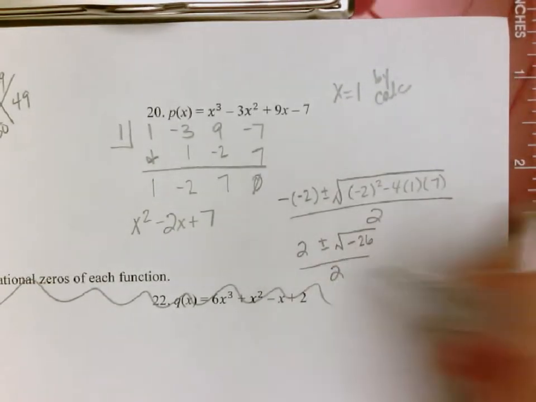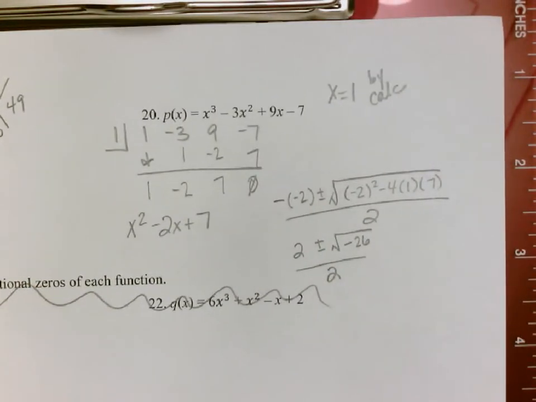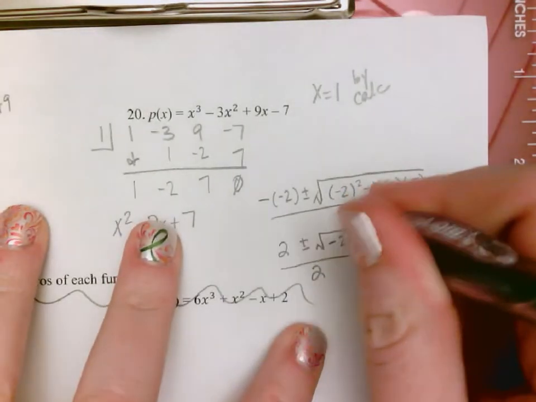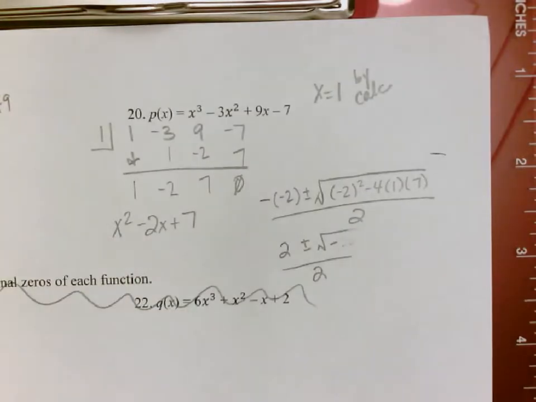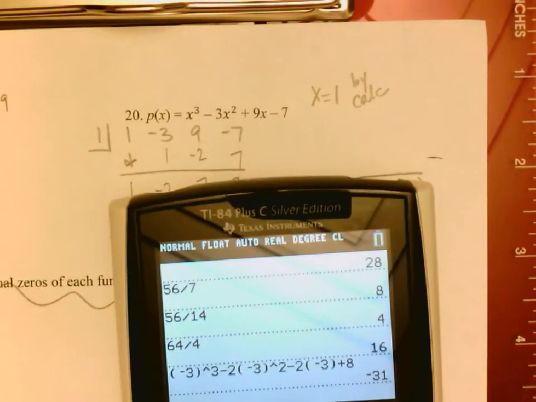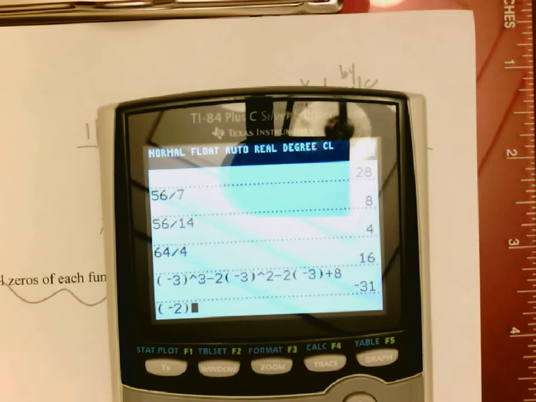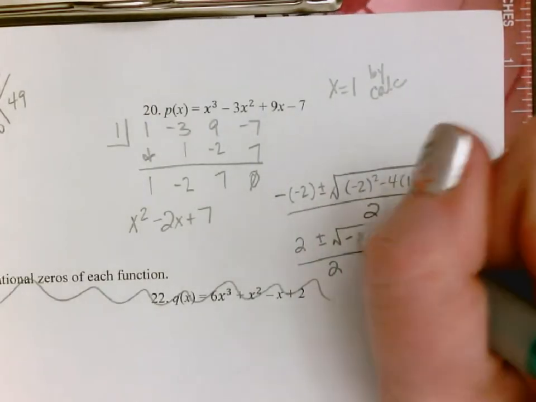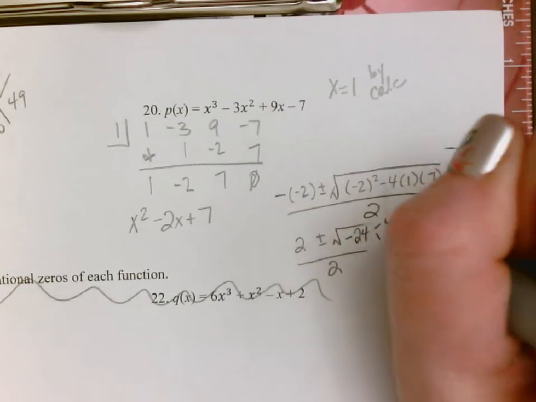divisible by 2. So 26, I'm going to double check that. No, 24. You know what? I'm just going to trust my calculator. I'm going to do it in my calculator. So second quit. Type it in exactly as I had it, which was negative 2 squared minus 4 times 1 times 7, negative 24. So minus 24 breaks down into 4 and 6.